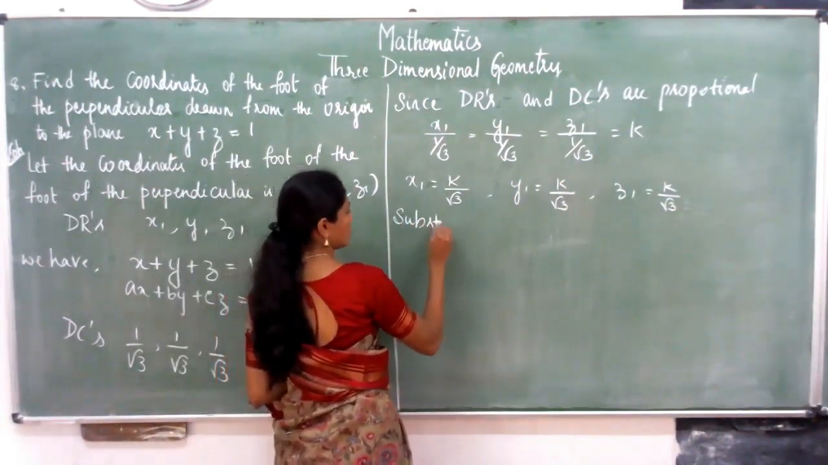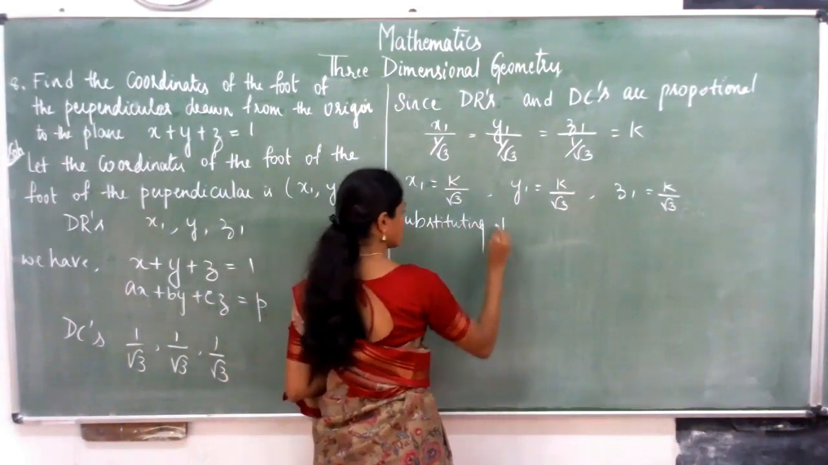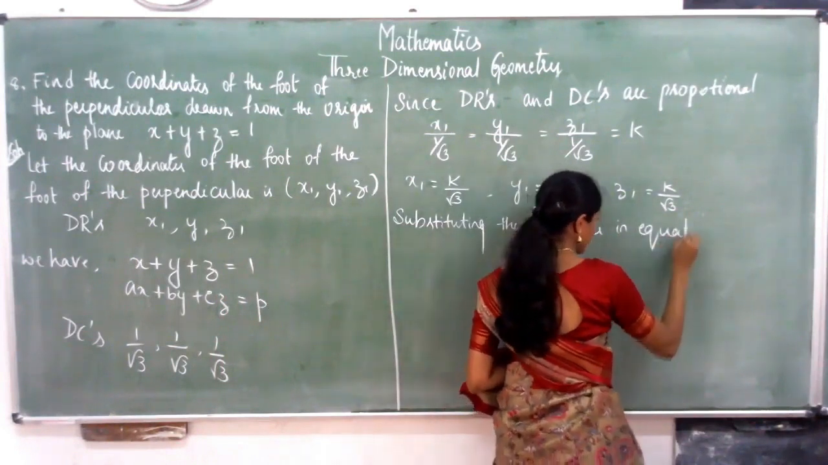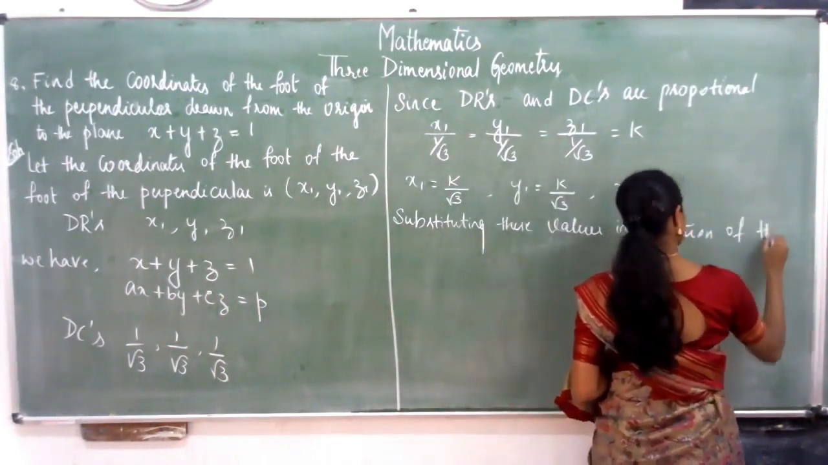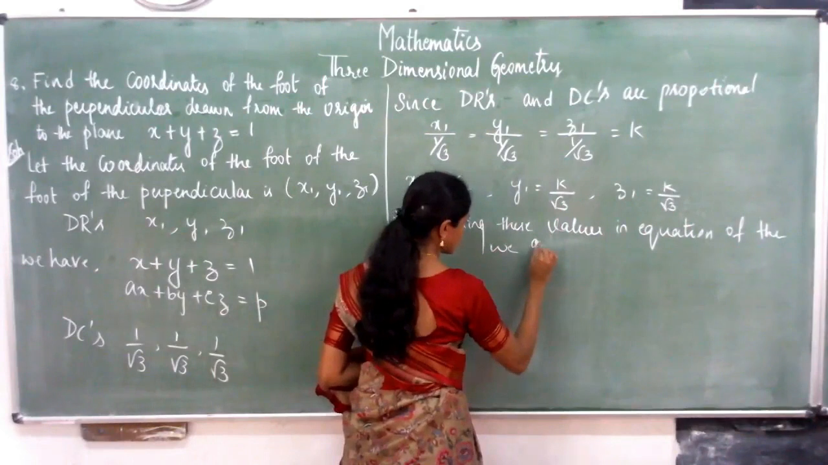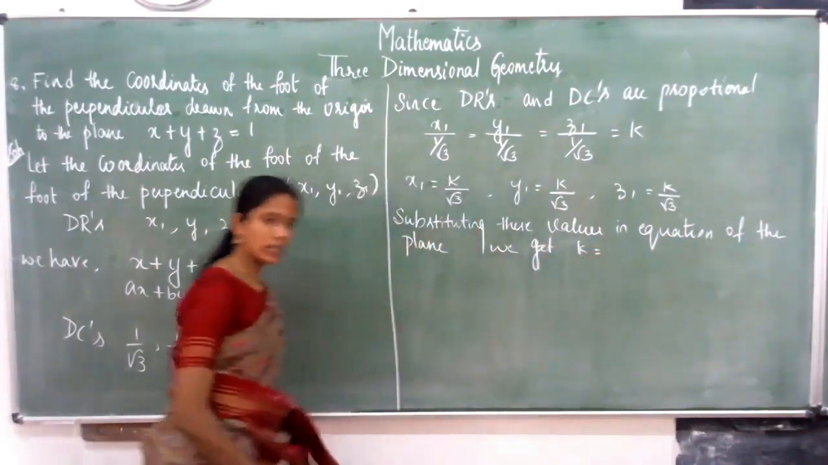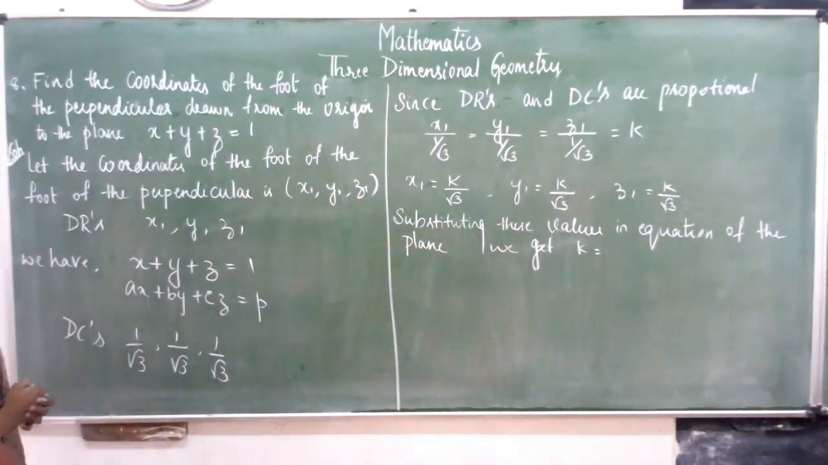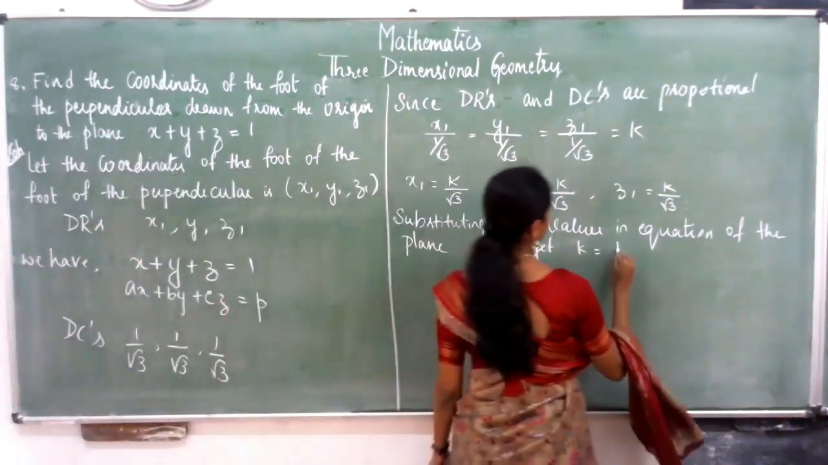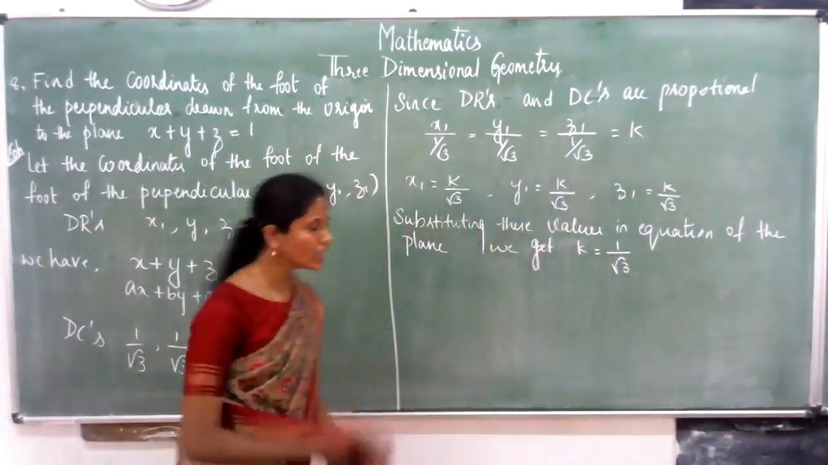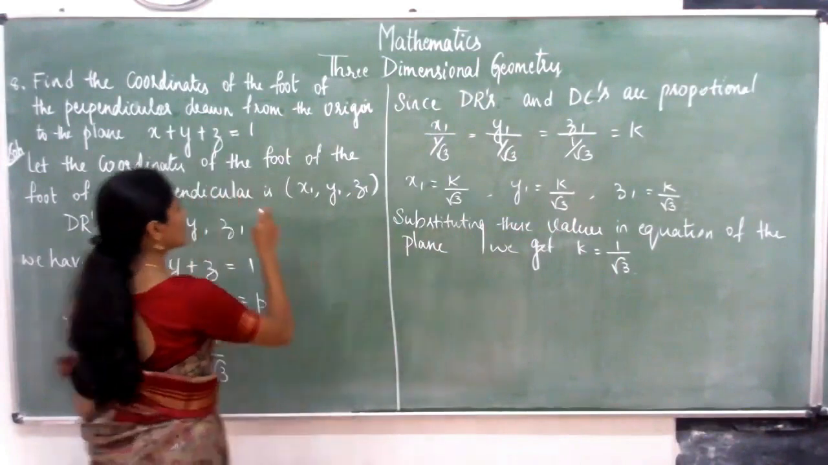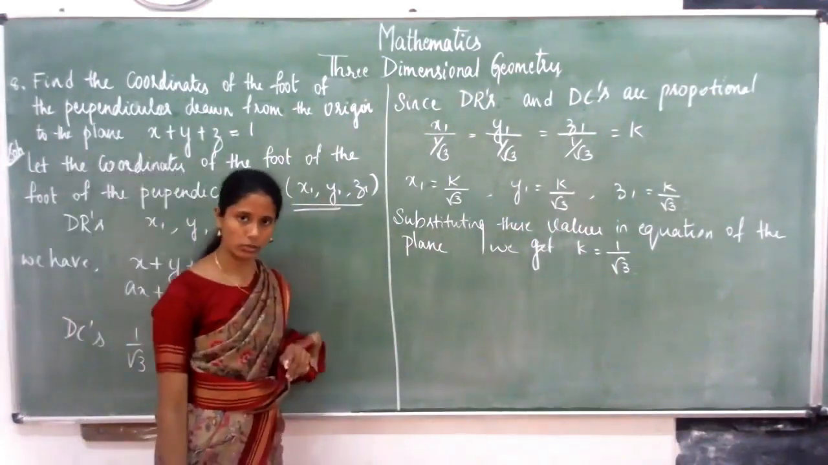So, substituting these values in the equation of the plane, we get k is equal to, can you guess what the value of k will be? The value of k will be 1 by root of a square plus b square plus c square, that is 1 by root 3. Okay, now we found what k is. So substitute this k again in x1, y1, z1. Why? Because we are interested in finding x1, y1 and z1.